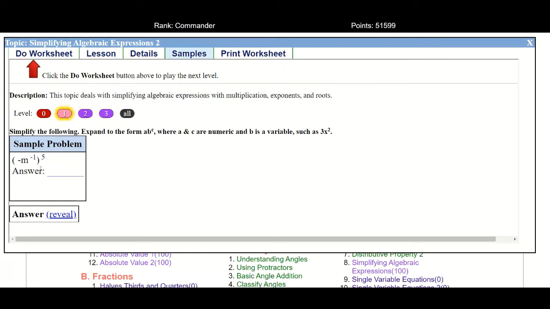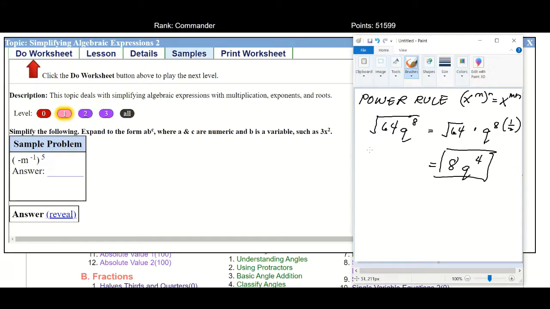Yan, parang ganun din, power rule din yan. Nagkaroon lang ng negative exponent. Ito, halimbawa, negative 1 raised to the 5th power. May hidden 1 yan. Sige nga, itry nyo nga.